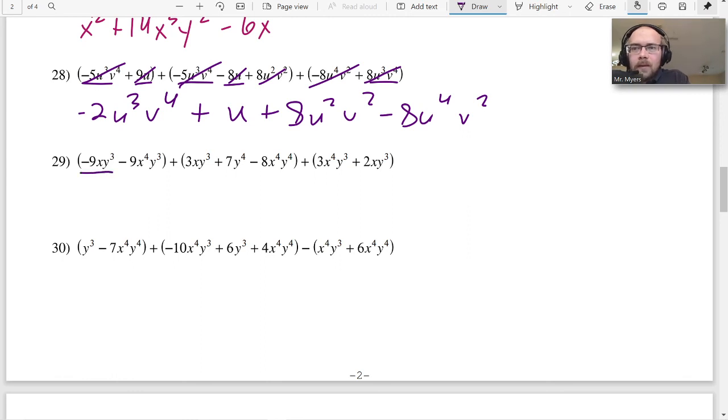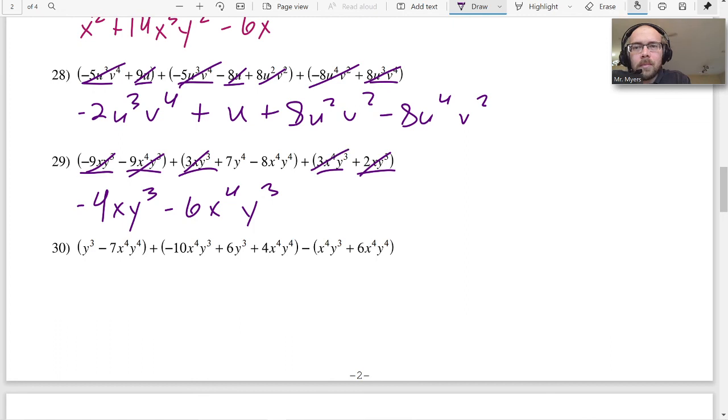Okay, xy3. xy3, xy3. Here's an xy3. xy3. There's 3 of them. Minus 9 plus 3, that's going to be minus 6. Minus 6 plus 2 is minus 4 xy cubed. Boom, boom, boom. Then we have x4y3. x4y3. There's 2 of those. So minus 9 plus 3, minus 6 x4y3.